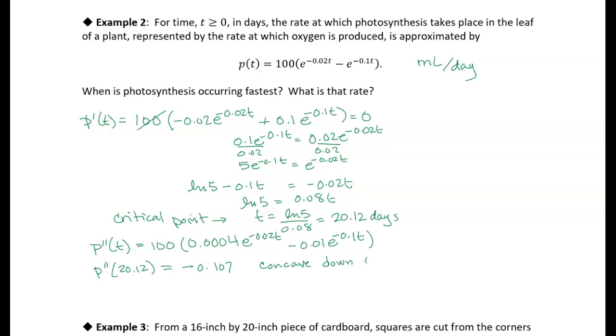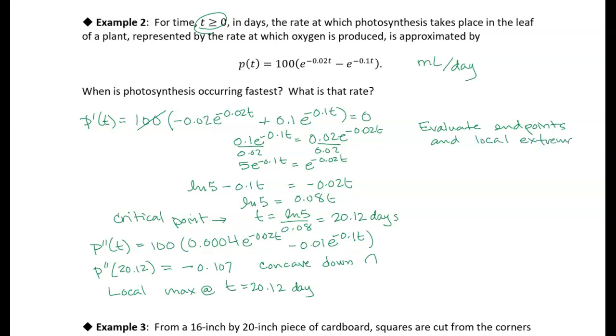So when it's concave down, that means there's a local maximum at t equals 20.12 days. Okay, so we have a local maximum. Now we've got t is greater than or equal to 0, so the only endpoint we have is 0. So we evaluate the endpoints and the local extrema.